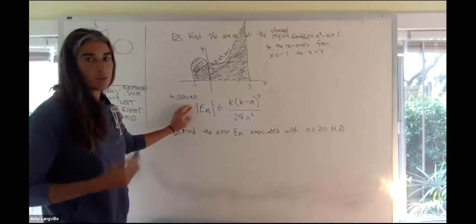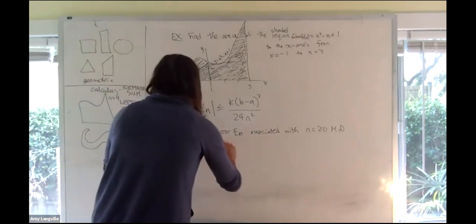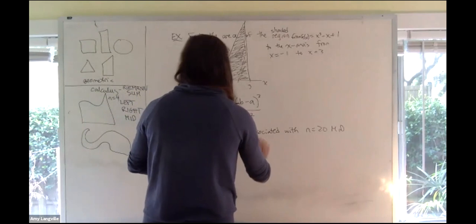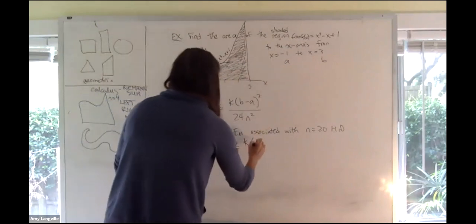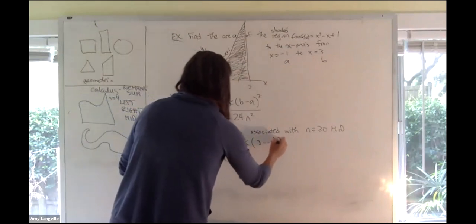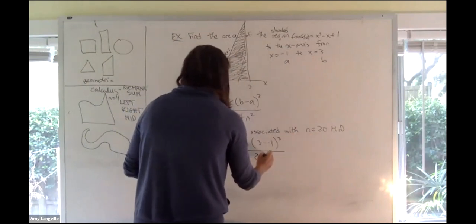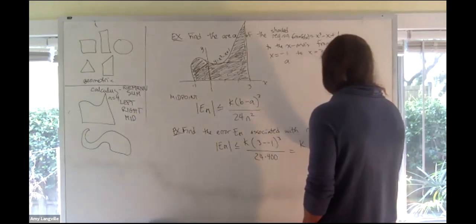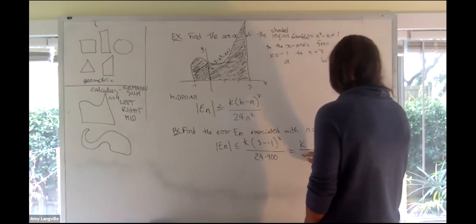It's really just applying the parameters of your problem to this inequality. So we can say the absolute value of the error is within K, and I have to tell you what that is, so we're going to come back to that. But we do know what B and A are. Those are your endpoints. We go from -1 to 3. So this will be K times (3 minus -1) cubed, all over 24. And then n was 20, so we square that, so we're going to take 24 times 400. Again, I'll tell you what K is in a moment. 4 cubed is 64, over 24 times 400.